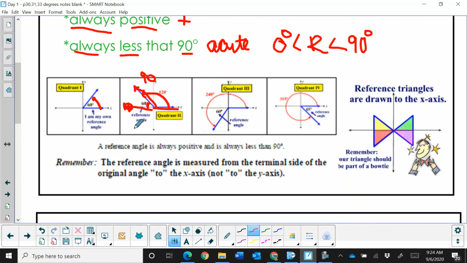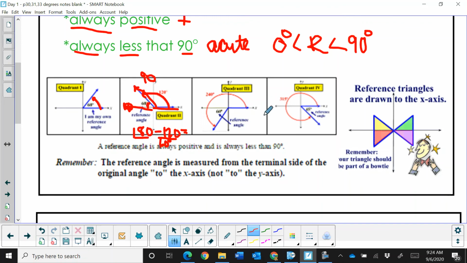So what are we doing? We're taking 180 and we're subtracting the original angle to find the reference angle in quadrant 2. So it's 180 minus the given angle.